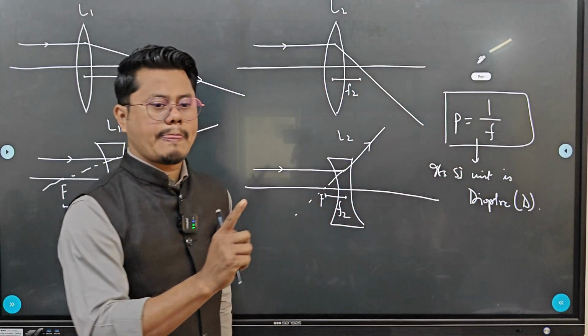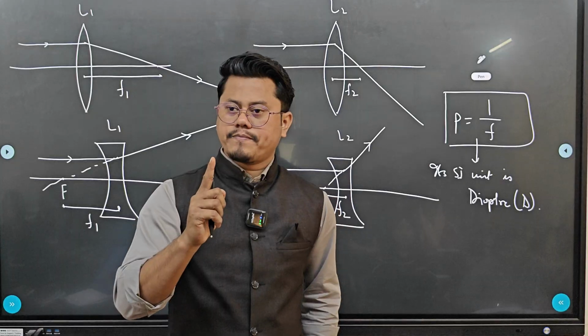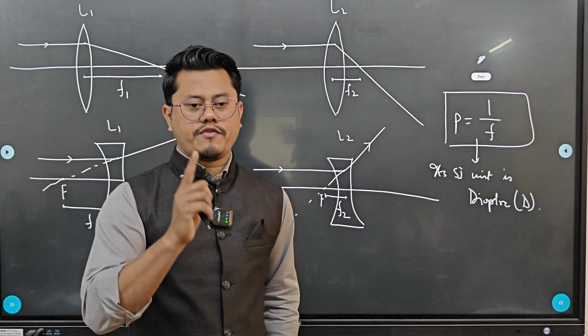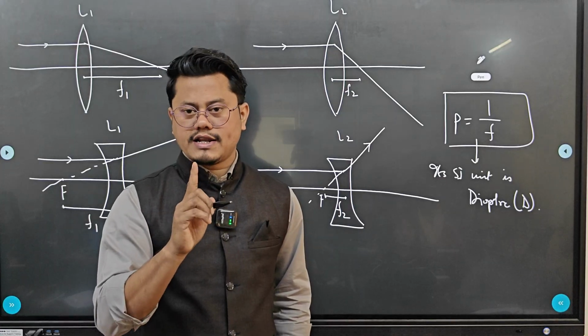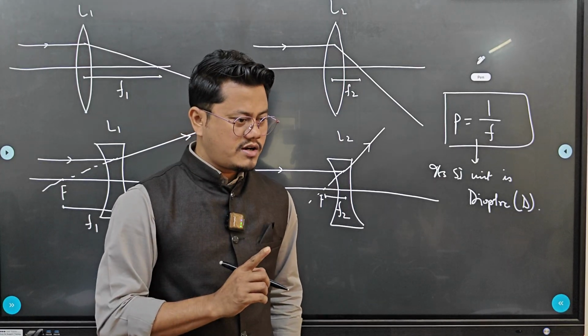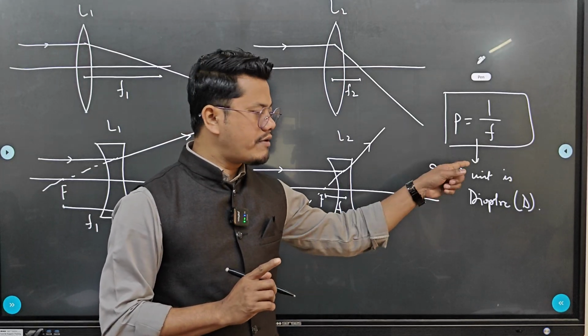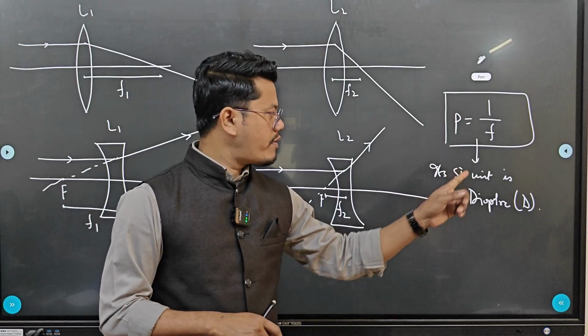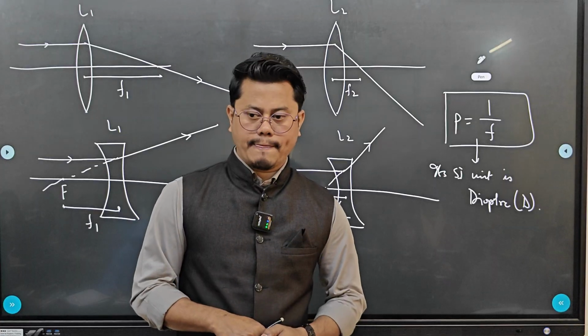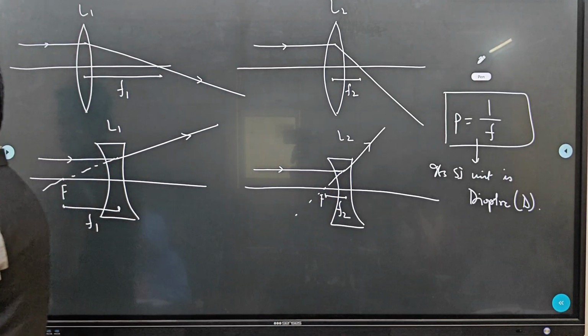Whenever you go for a numerical, you should make sure that if the focal length in the question is given in centimeters, you convert it into meters first to calculate power, because power is always measured in diopters. Please note it down.